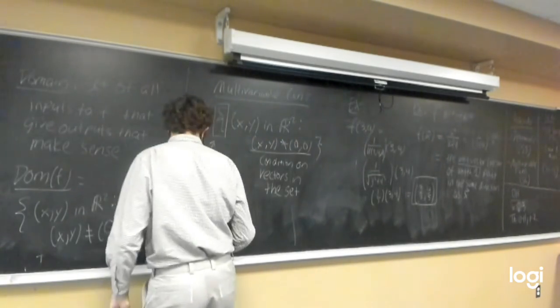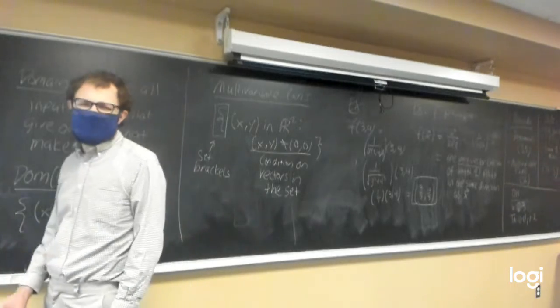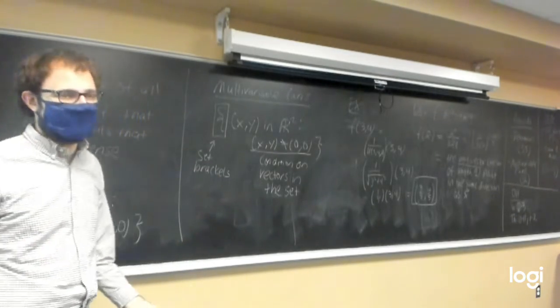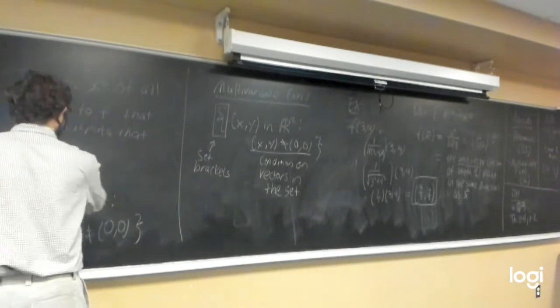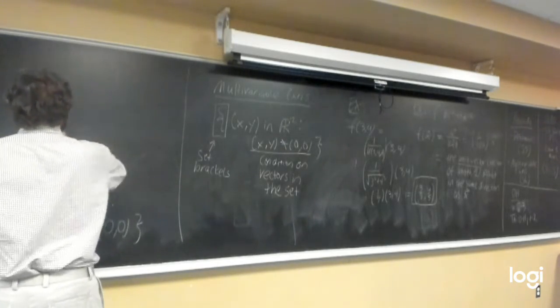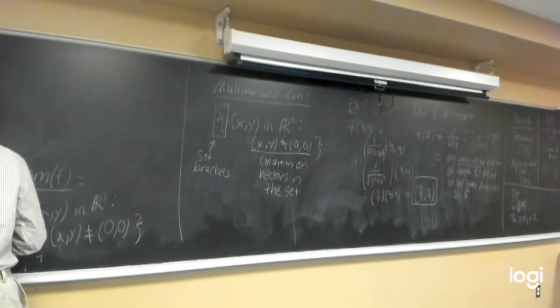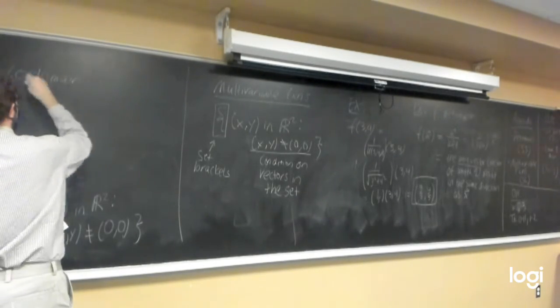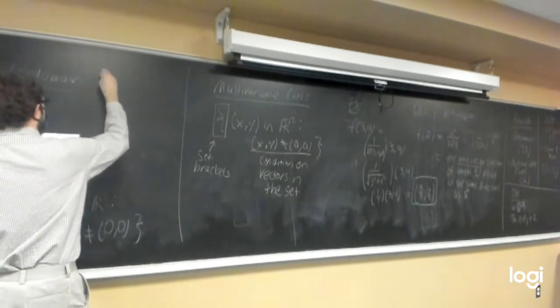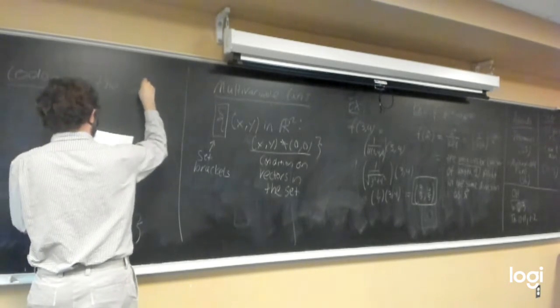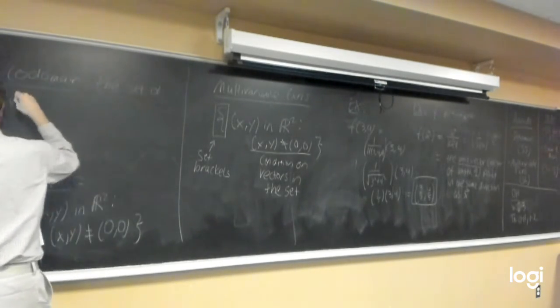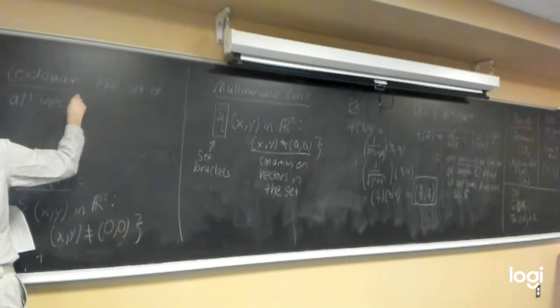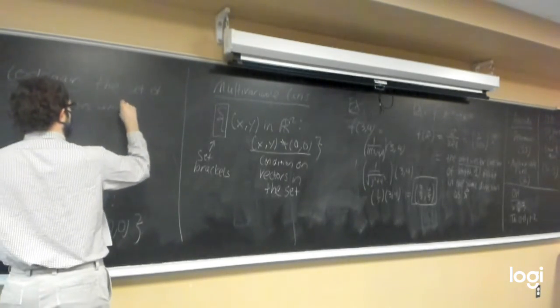Next one is going to be codomain. And this is probably the one I feel you're least likely to have seen before. The codomain is just going to be the set in which all your outputs live. The set of all vectors where the outputs live.